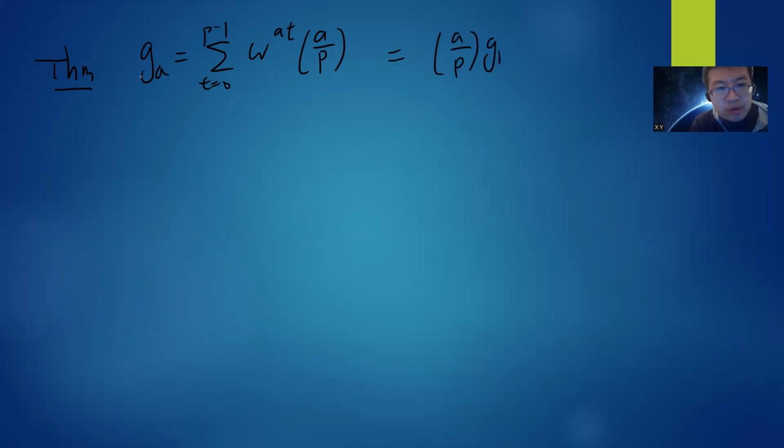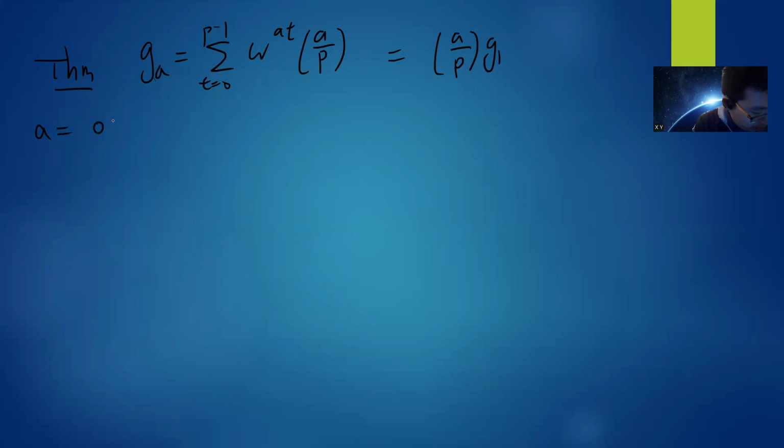Okay, and the theorem, and this theorem is simple: G_a, the sum of omega^(at) (t over p), t from 0 to p minus 1, is actually (a over p) G_1. Okay, so if you shift it by a, that becomes G_1. G_1 is just G_a with a set to be 1. And G_1 is a weird object, so we will see it. Okay, so the proof is very simple. The proof goes this way.